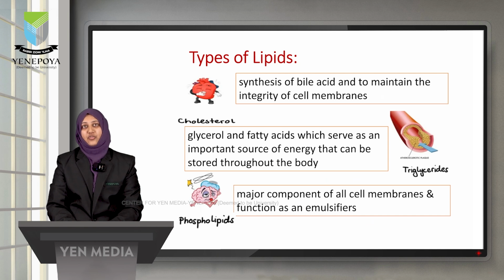There are different types of lipids: cholesterol, triglycerides and phospholipids. Cholesterol is helpful in the synthesis of bile acid, and it also maintains the integrity of the cell membrane. Triglycerides consist of glycerol and fatty acids. They serve as an important source of energy that can be stored throughout the body. Phospholipid is a major component of all cell membranes and functions as an emulsifier.